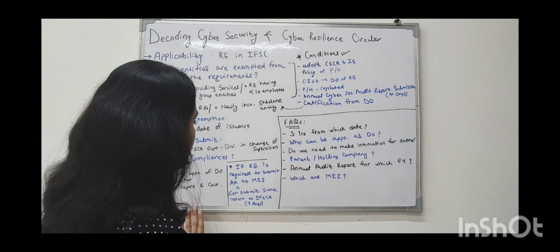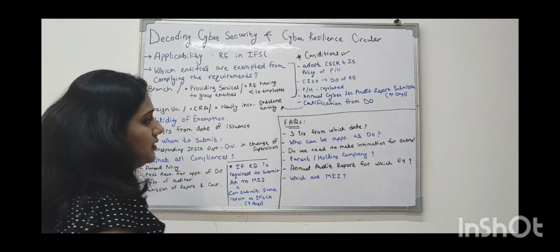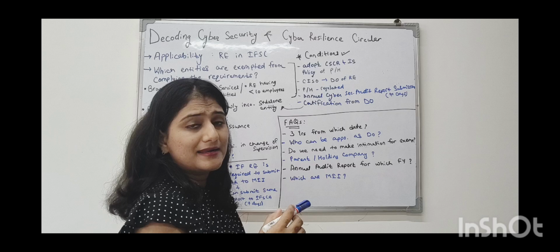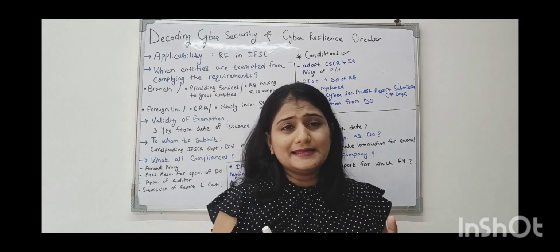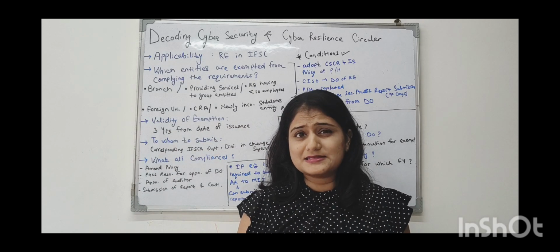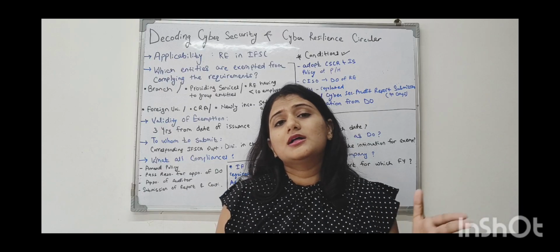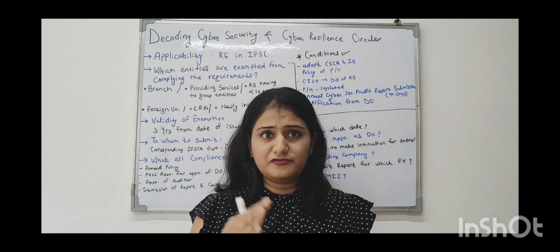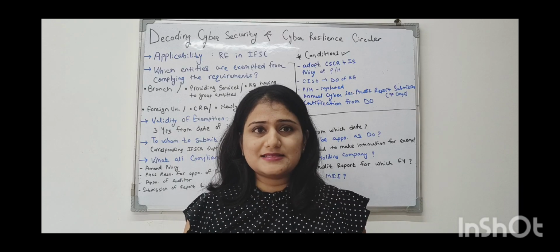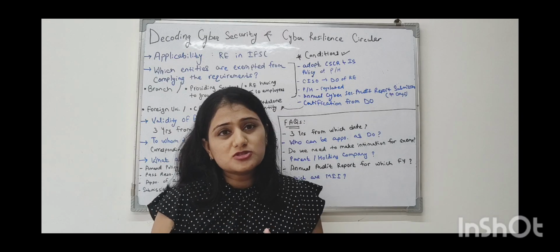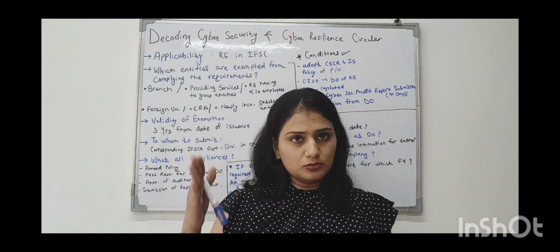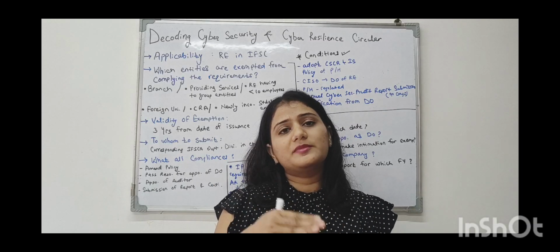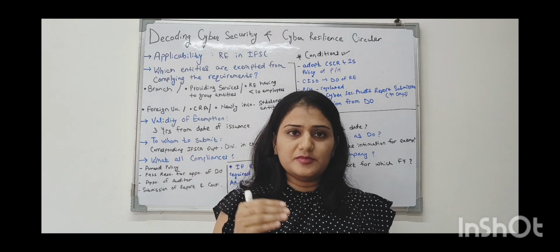Next, if your regulated entity is required to submit the annual report to MII, that is Market Infrastructure Intermediaries, say if your entity is a broker dealer, depository participant or clearing member, then you also have to submit the annual cybersecurity report to the Market Infrastructure Intermediary, that is the stock exchange, clearing corporation or depository. Then you can use the same annual report for submitting to IFSCA. The timeline is that you have to submit the same report within 7 days from the submission to MII.